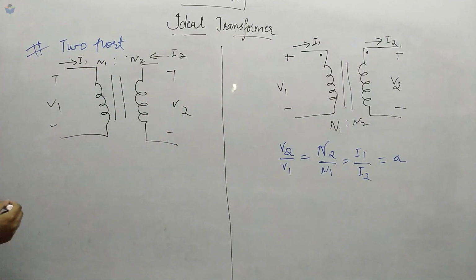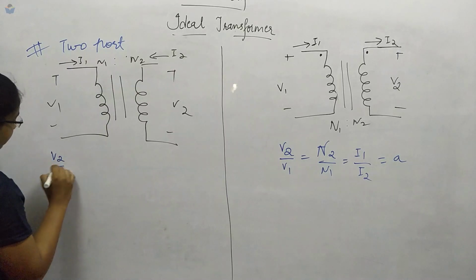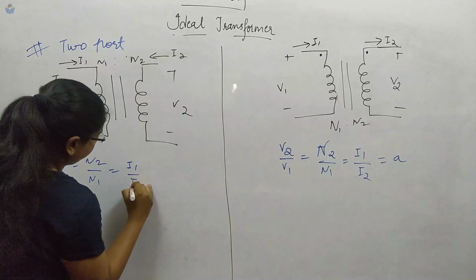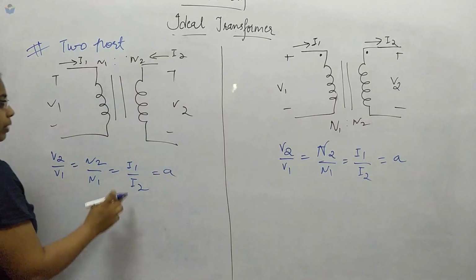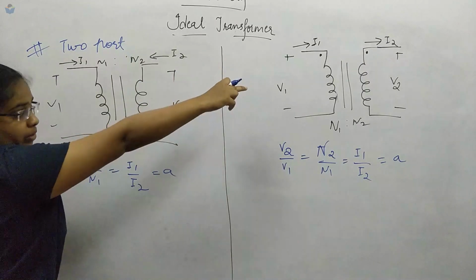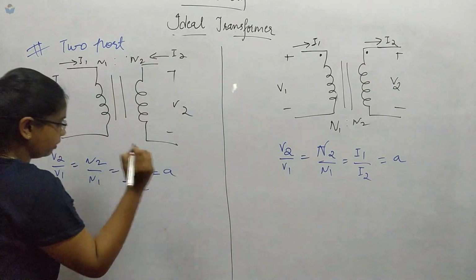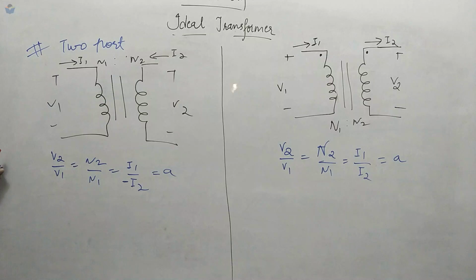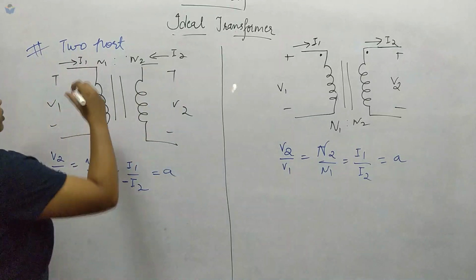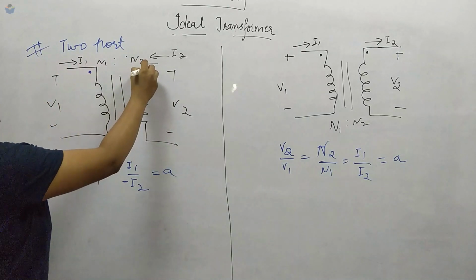Now what will be the equations? The equations will remain the same: N2 by N1 equals I1 by I2 equals A. But since the direction of the current is taken opposite from the ideal transformer, we will have a negative sign for the current I2. So this is for the two-port network, and some questions will be asked based on this concept. Here also the dot convention will be like this.